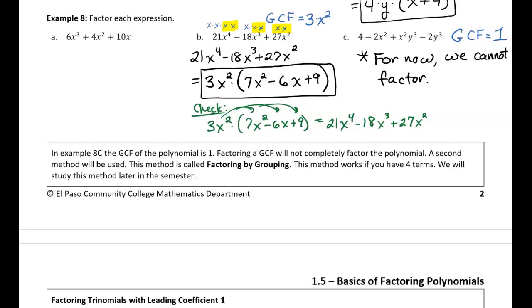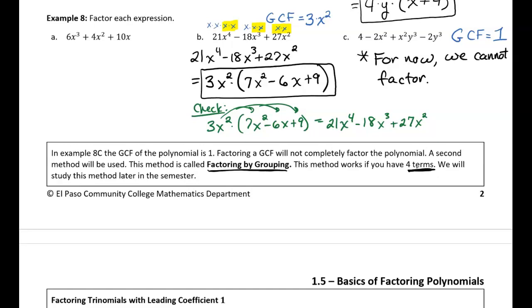In the last example we saw, Part 8C, we said that the GCF was 1. We found it to be 1. And then we said for now we cannot factor it, but there may be some factoring to do later on. In fact, because this expression has 4 terms, this is a good candidate for something called factoring by grouping, which again you will learn more about and review later on in the semester. The key for using this factoring by grouping is the fact that there are 4 terms to that expression. It's kind of a little preview of what factoring by grouping is going to start looking at here.